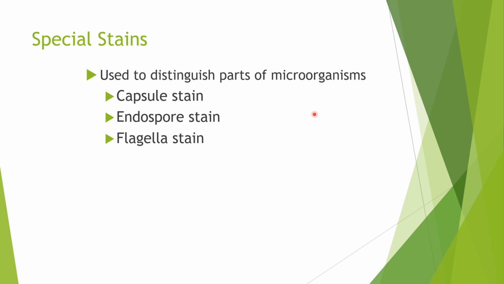There are some stains that we refer to as special stains because they help us distinguish and view specific parts within the microorganism. So we have the capsule stain, the endospore stain, or you can refer to it as the spore stain. And then we have the flagella stain.